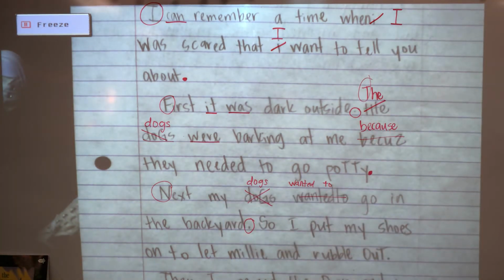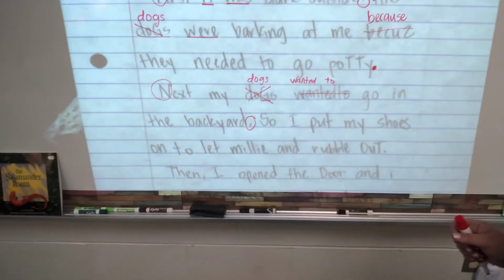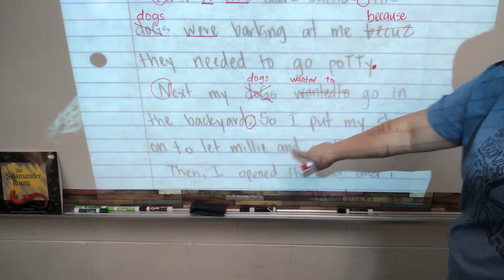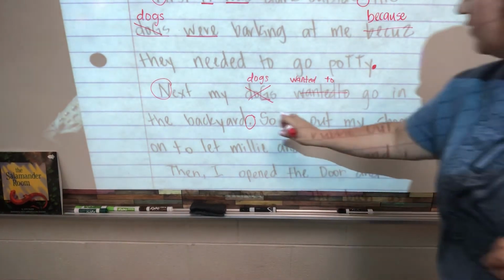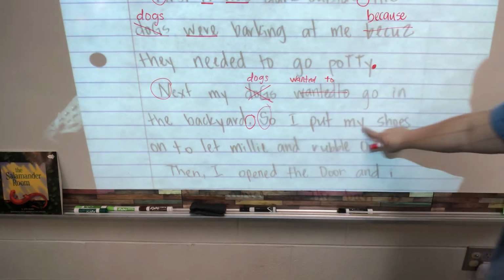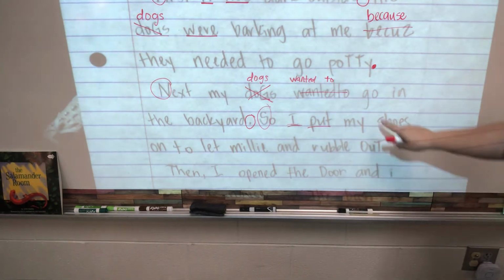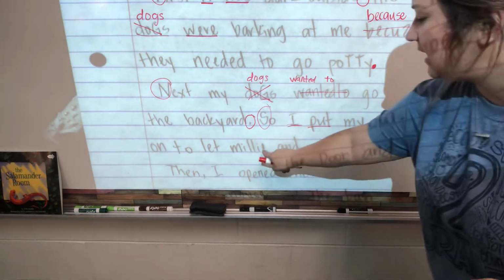So I put my shoes on to let Millie and Rebel out. Let me lower you just a little bit. I put my shoes on to let Millie and Rebel out. "So" is beginning with a capital letter because it's the beginning of my sentence, which is good. So I put, "I" is my subject, "put" is my verb, good. My shoes on to let Millie.